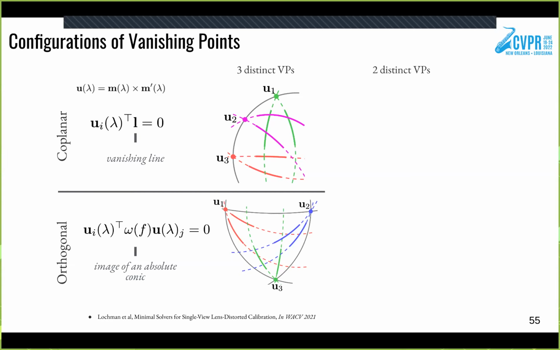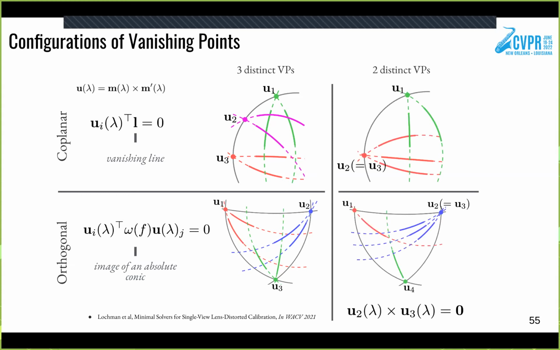So the idea is that for coplanar 3 distinct vanishing points, we have the constraint on the top left. For orthogonal, we have an additional constraint, which is that when we have this image of the absolute conic, the vanishing points must be orthogonal. So that's the equation now being represented. The first equation is the incidence of vanishing points and vanishing lines, and the second equation shows, using the image of the absolute conic, which we parameterize only as a function of the focal length, that these are orthogonal vanishing points.